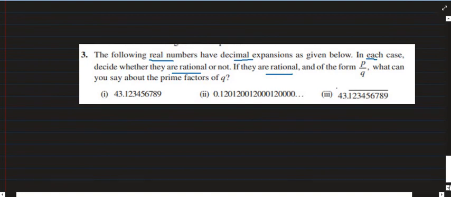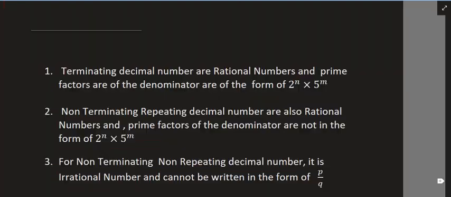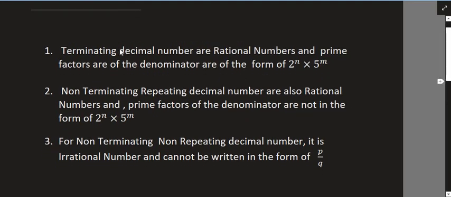Let's first understand about it. If it's a rational number, then it will have either a terminating decimal expansion or a non-terminating repeating decimal expansion. If it's a rational number, it means we can write it in the form of p by q, and its decimal can be either terminating or non-terminating repeating. If it is a terminating decimal number, then the denominator can be in the form of 2 with the power n times 5 with the power m.